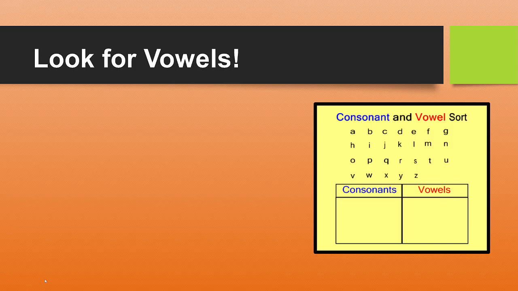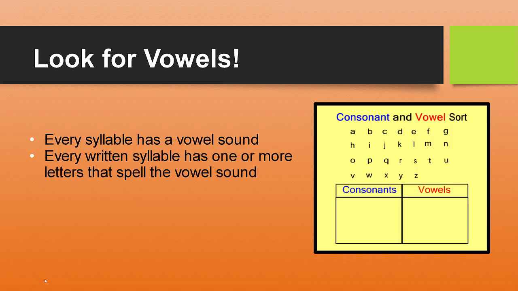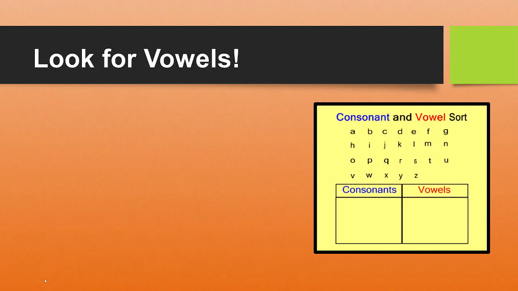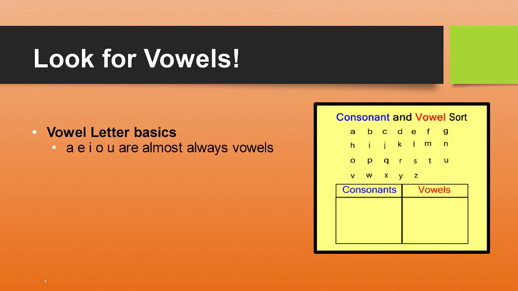So let's look for the vowels. Every syllable has a vowel. That's a critical component. Every syllable has a vowel. Every written syllable has one or more letters that spell the vowel sound. So again, it's important to know the letter vowel basics, and those are the following. A, E, I, O, and U are almost always vowels.